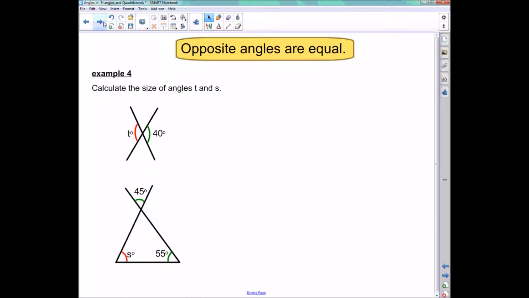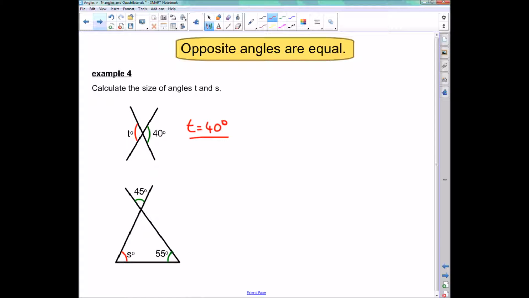Okay, so finally, another property that I'm just going to run through, a lot easier than the other ones that we've done so far, is opposite angles are equal. Now, what do I mean by this? Well, opposite angles are made when two straight lines intersect, when two straight lines cross each other. So here in my first example, you can see that I've got two lines crossing each other. I've got this angle T and this angle 40, and these two angles are called opposite angles. So I can just write T is 40 degrees.